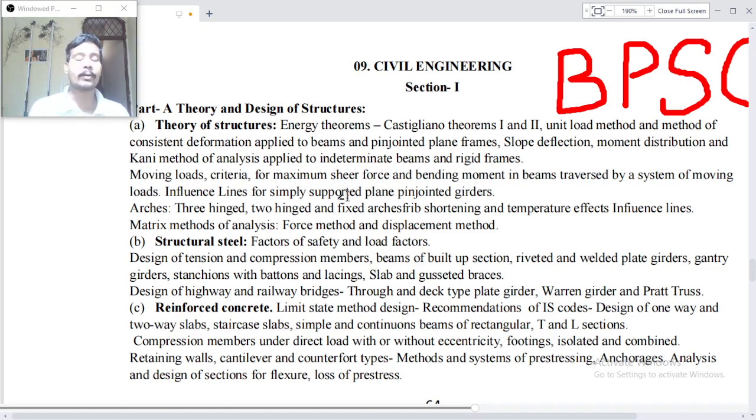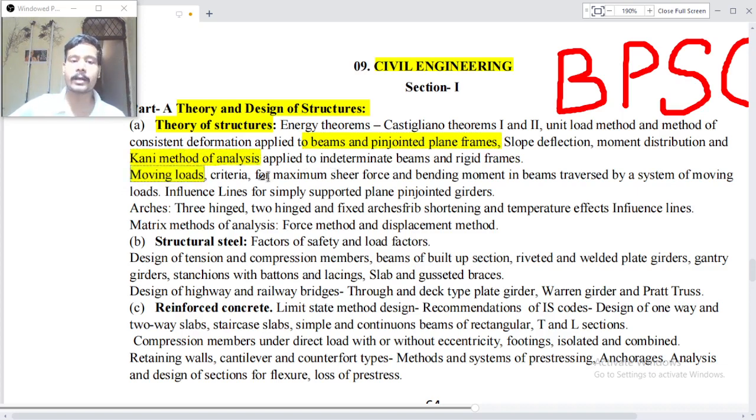So civil engineering, first we will read section 1, then section 2. Civil engineering BPSC optional subject. Part A, theory and design of structures. A, theory of structures. Energy theorems, Castigliano's theorems, and 1 and 2 unit load methods and methods of consistent deformation applied to beams and pin jointed plane frames, slope deflection, moment distribution, and Kani's methods of analysis applied to indeterminate beams and rigid frames.